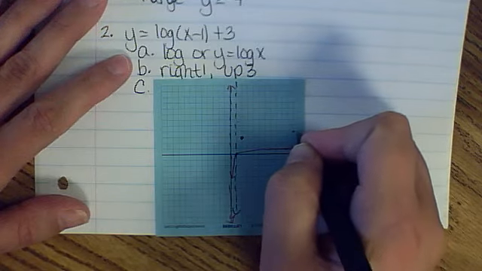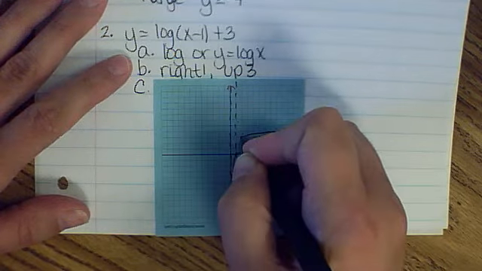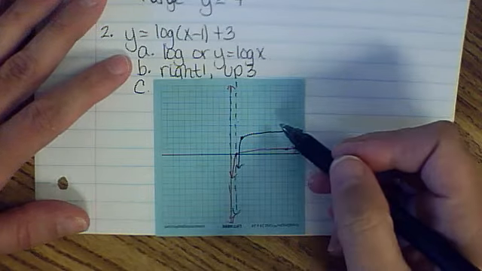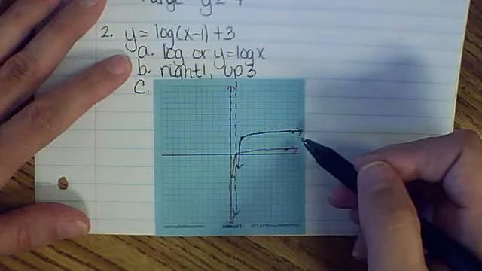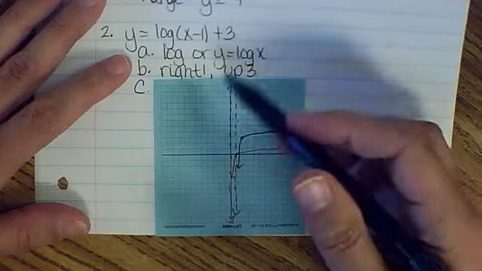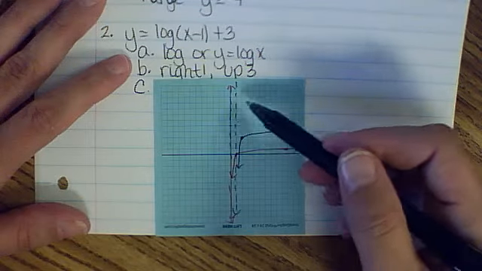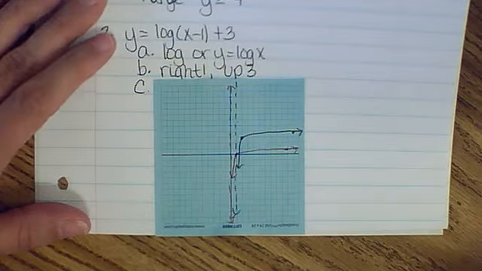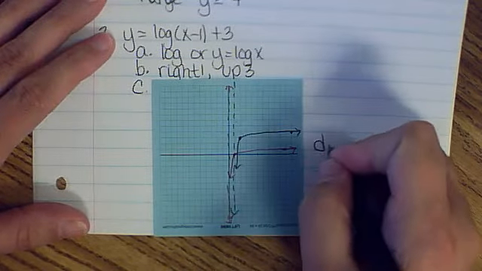And then I'm going to sketch in my graph. Remember, the red one is the parent function, the black one is the new transformed one. Remember, if you transform something with an asymptote, the asymptote is going to move also. So this asymptote moved to the right. So part D, domain and range.